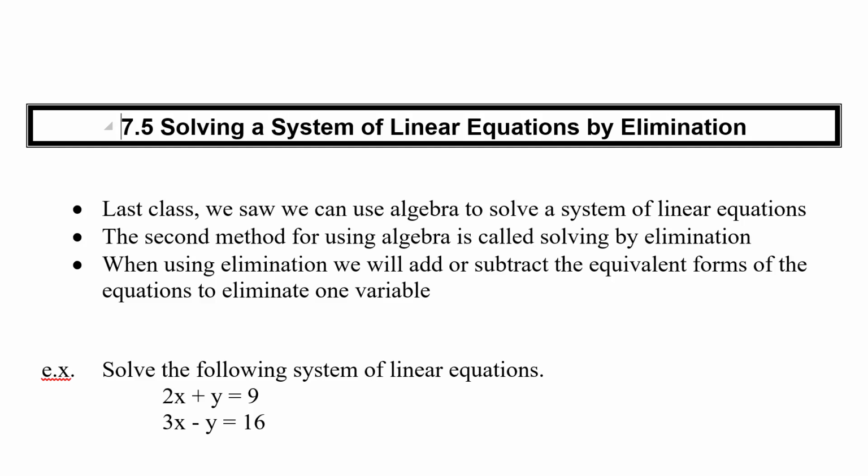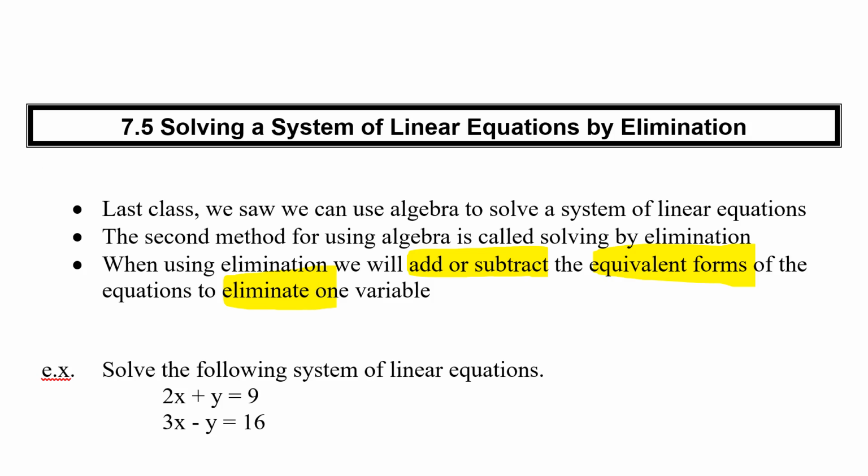And here we go. We got our third type of solving a system of linear equations. We looked at graphing, we've looked at substitution, and now we're going to look at elimination. So when we use elimination, we are going to be adding or subtracting equivalent forms of an equation in order to eliminate one of the variables. So we'll add or subtract equivalent forms to eliminate.